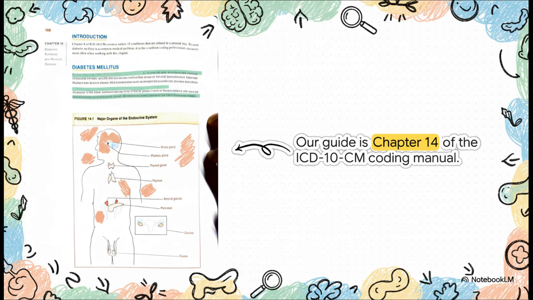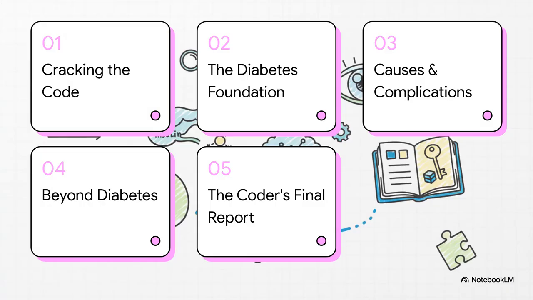So this is our playbook, Chapter 14. This section is absolutely essential for coders because it deals with some of the most common diagnoses you're ever going to see. Think diabetes, obesity, you name it. Nailing this chapter is a non-negotiable skill. So here's our game plan. We'll start with why this whole coding thing matters so much. Then we'll build a really solid foundation in diabetes. After that, we'll get into the fun stuff, connecting causes with complications. We'll peek beyond diabetes, and then we'll put it all to the test with a final coding challenge.